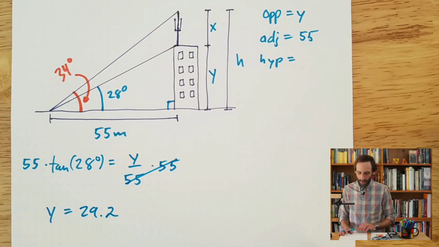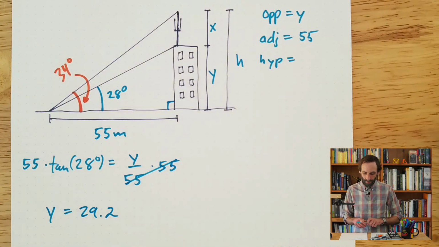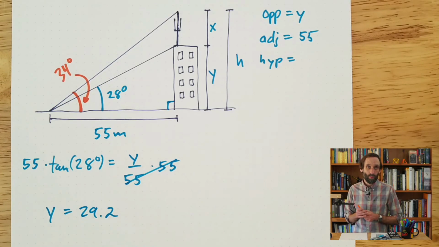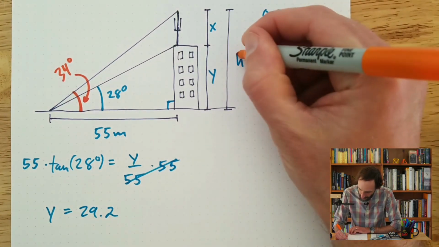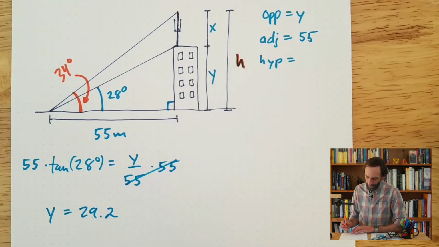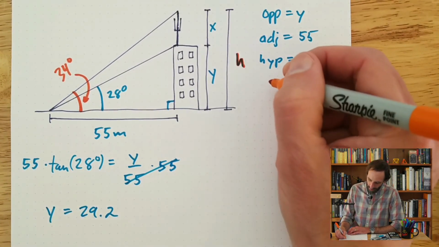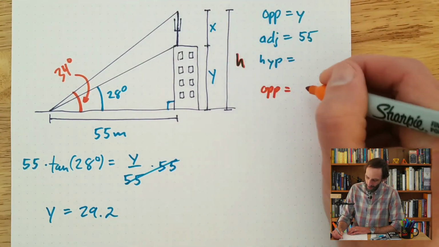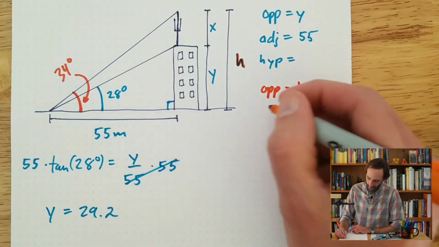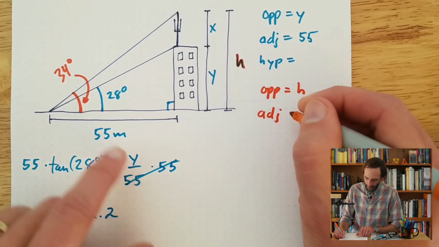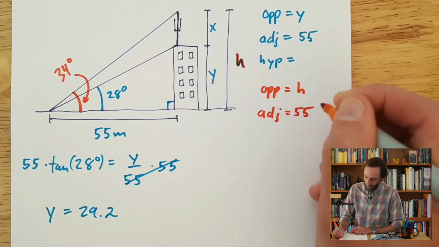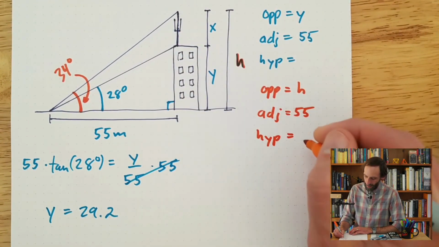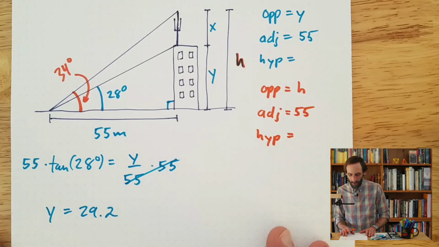All right, now let's solve for the total height. I'll do that one in orange because I indicated this angle in orange. Maybe I should have written this h in orange as well. Okay, so for the total height, my opposite is equal to h. My adjacent is the same. It's still 55. And my hypotenuse, once again, don't know and don't care. So I don't have to worry about that one.